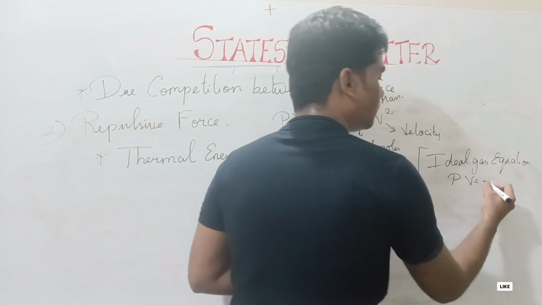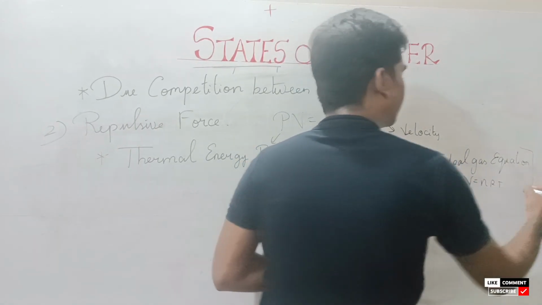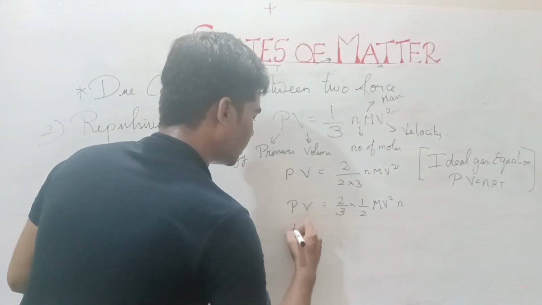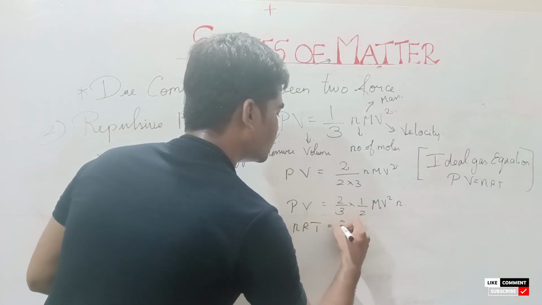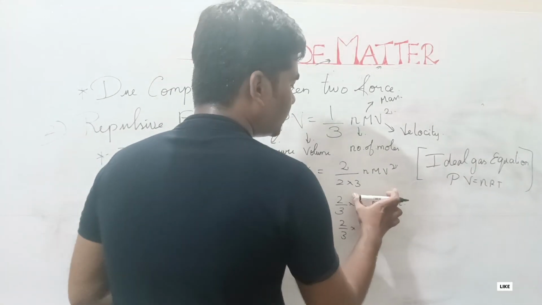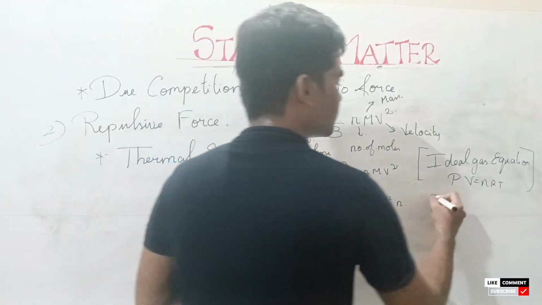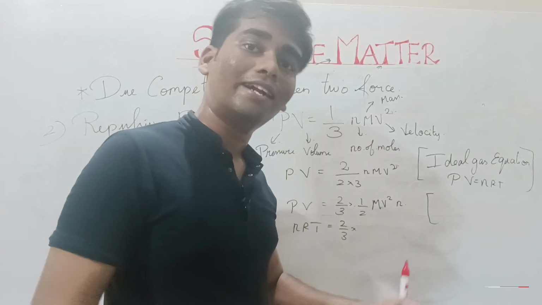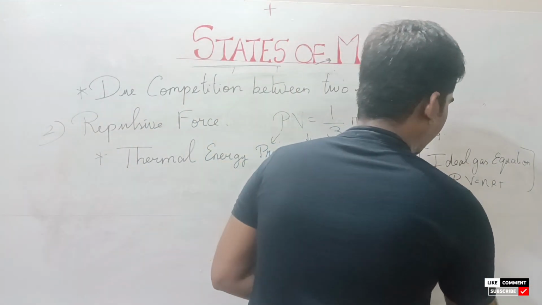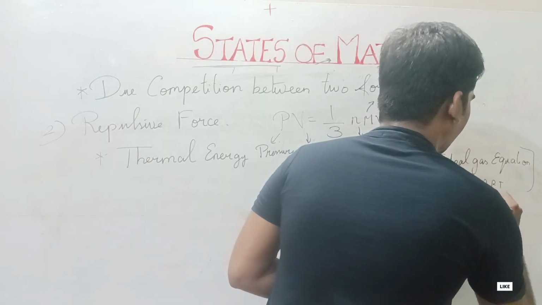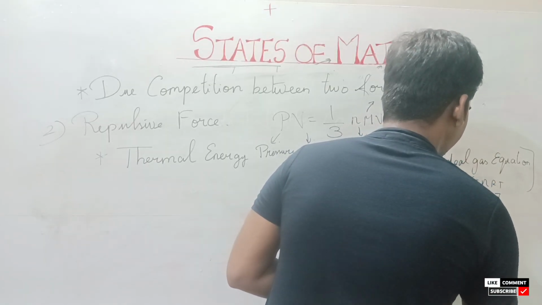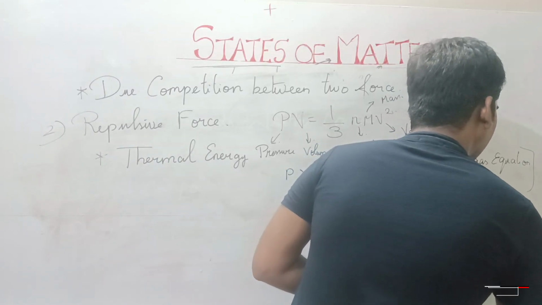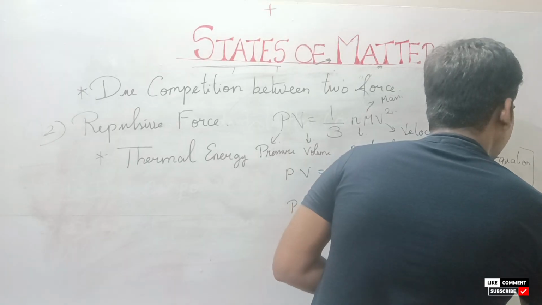PV = nRT. From this equation, can I substitute nRT instead of PV? Yes, I can do that. nRT = 2/3 into what this 1/2 mv squared means. That is the kinetic energy, or we can also call it translational energy. We can write it as E = 1/2 m v squared. This E represents kinetic or translational energy.